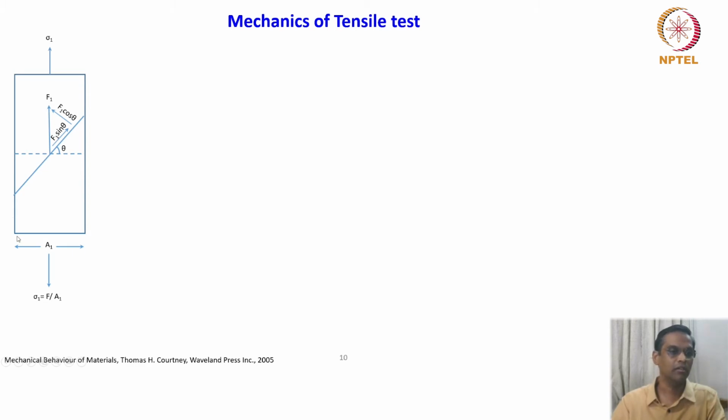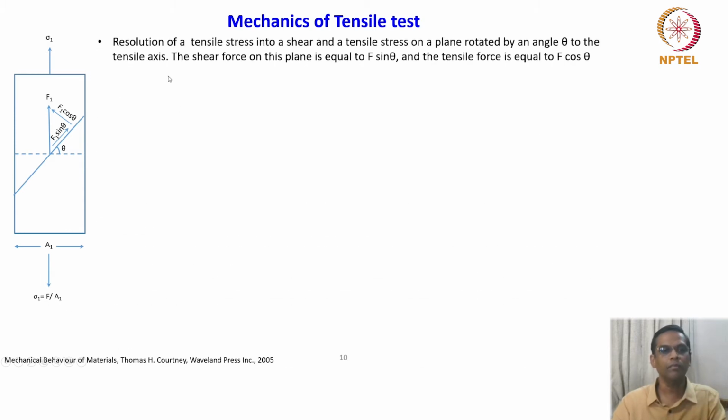A tensile test is normally conducted on a cylindrical bar or a plate with a specific geometry. We are not talking about that. We are simply taking a rectangular bar or a sheet in 2D and then subjecting it to a tensile force like this, and the area of the cross section is A1, and the tensile force is F1 here. So sigma 1 is F1 by A1. So that is what it is. So resolution of a tensile stress into a shear and a tensile stress on a plane rotated by an angle theta to the tensile axis.